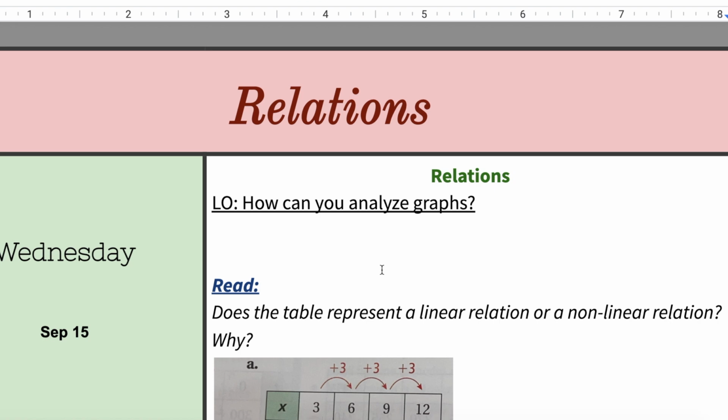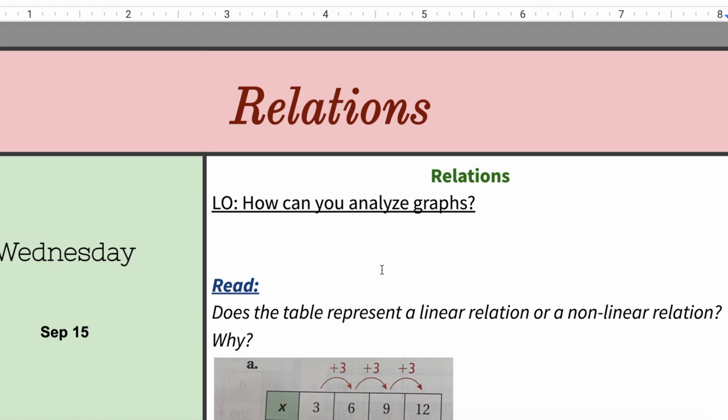Let's say I want to go and buy some item from Carrefour. So the more items I buy, the more money I have to pay. So the bill is related to the number of items you buy. That means this is a relation. This is a function, simply. The learning objective of today is how can I analyze graphs?